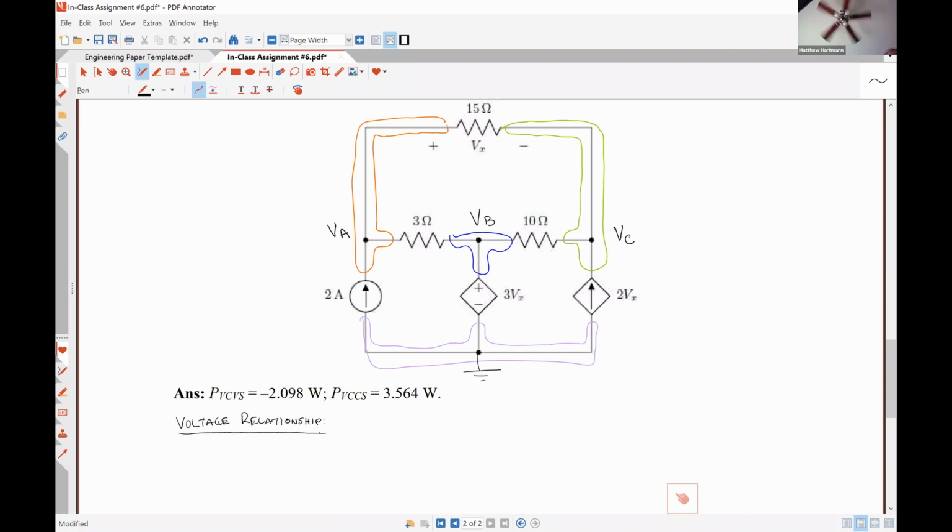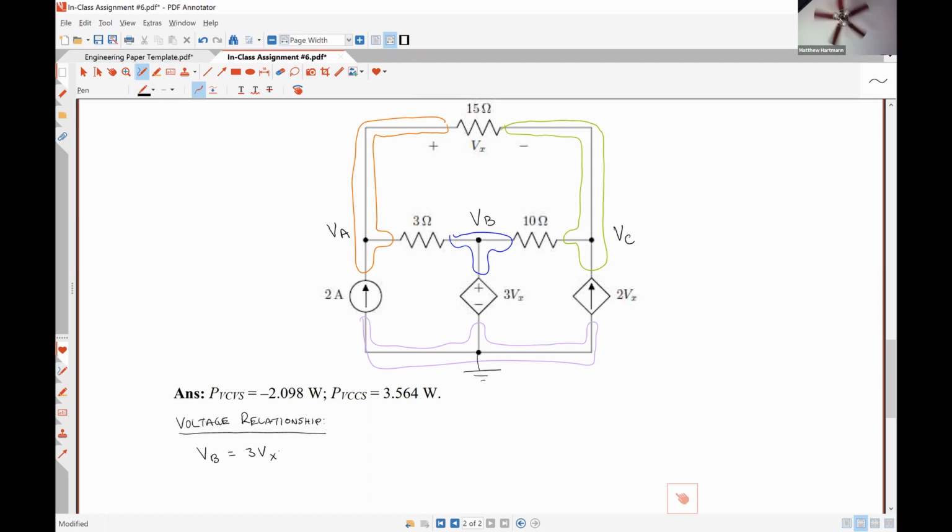So what is our voltage relationship equation going to be? Would it be VB minus 0 equals 3VX? Exactly right. So we can just say that VB is equal to 3VX.